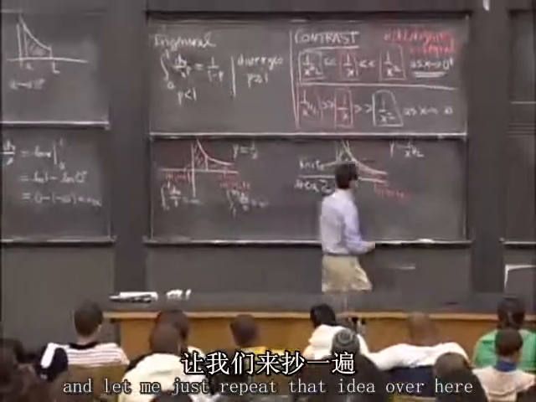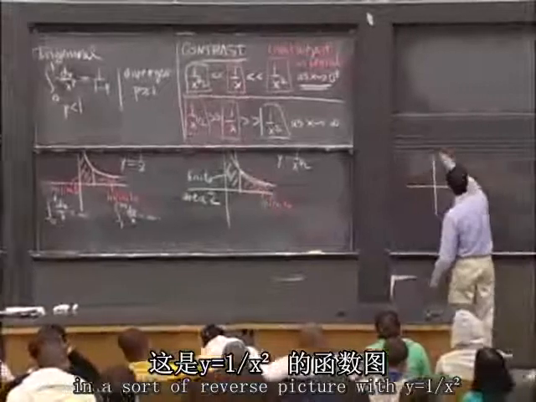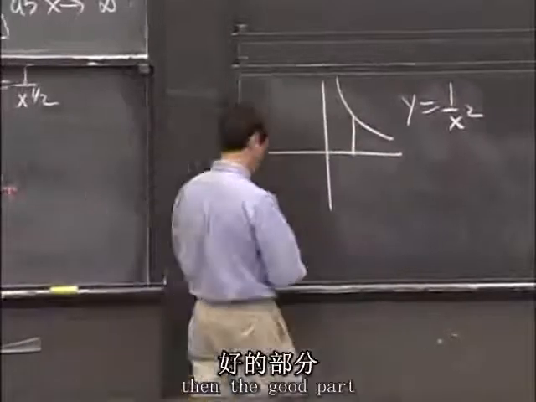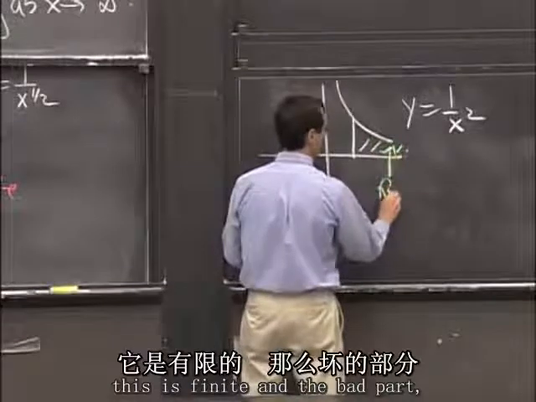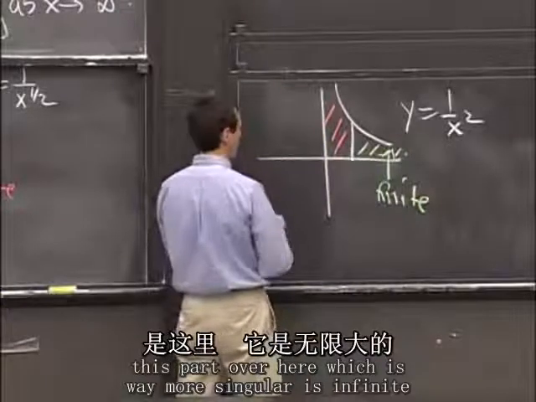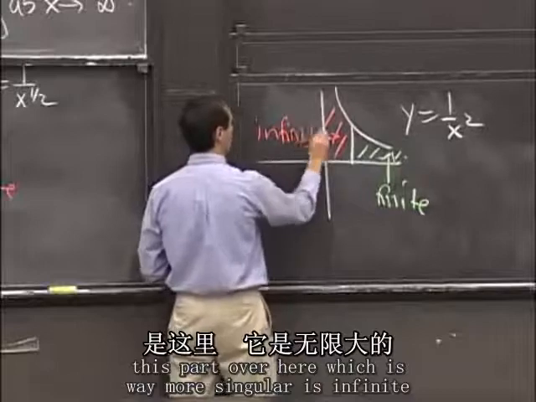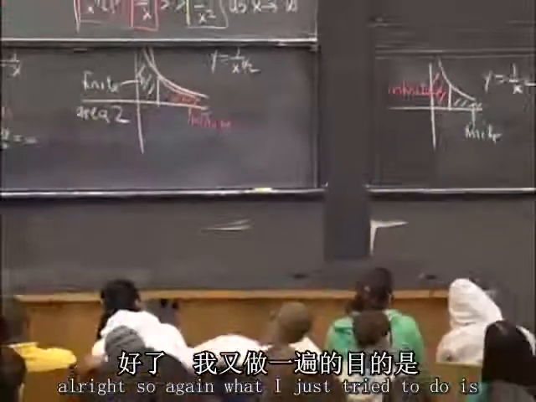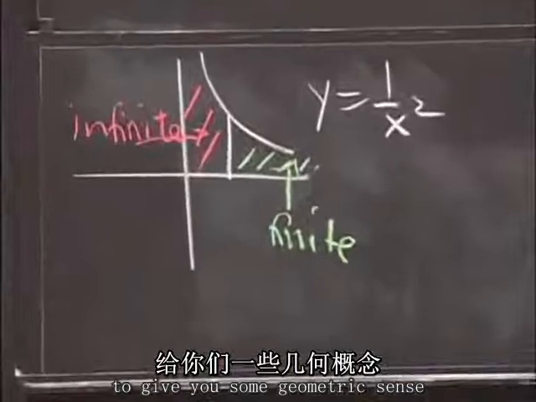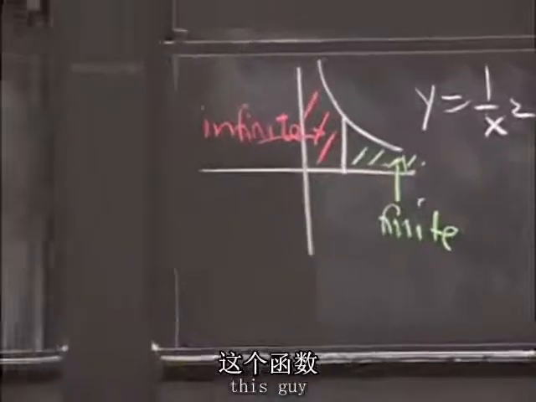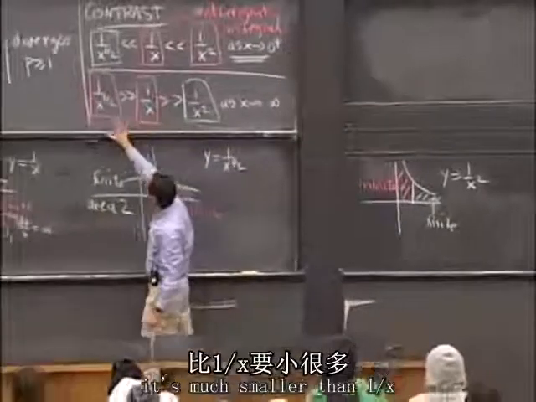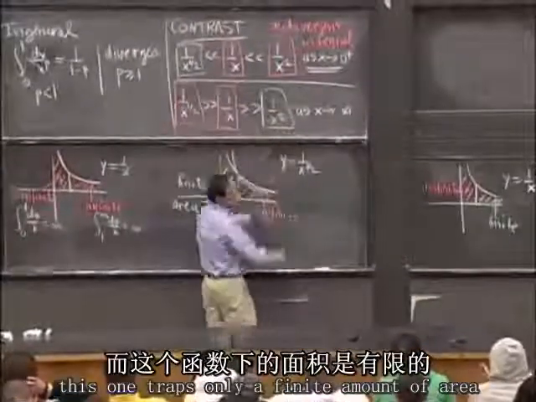But let me just repeat that idea over here in this sort of reverse picture with y equals 1 over x squared. If I chop that in half, then the good part is this end here. This is finite. And the bad part is this part here, which is way more singular and is infinite. All right, so again, what I've just tried to do is to give you some geometric sense and also some visceral sense. This guy, its tail as it goes out to infinity is much lower. It's much smaller than 1 over x. And these guys trap an infinite amount of area. This one traps only a finite amount of area.